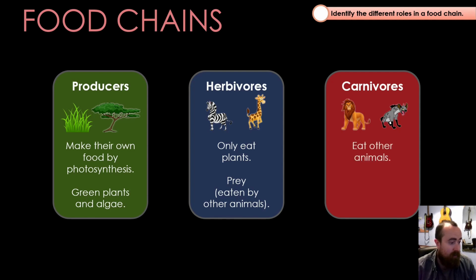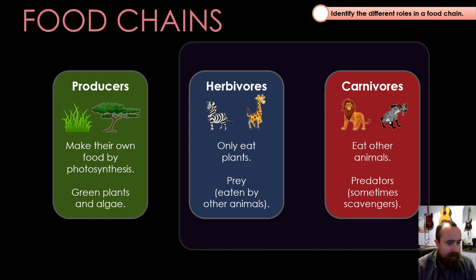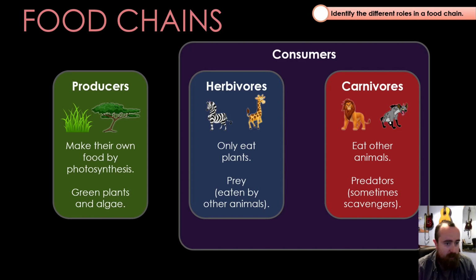They eat other animals, and we call them predators. Sometimes we might call them scavengers, so hyenas might go and scavenge a kill as well. So a lion might have taken down a zebra. A hyena may very well go in and have a go at eating some of the zebra once the lions had enough. And again, we call these things consumers. Herbivores and carnivores we call consumers because they're animals that eat other plants or animals.